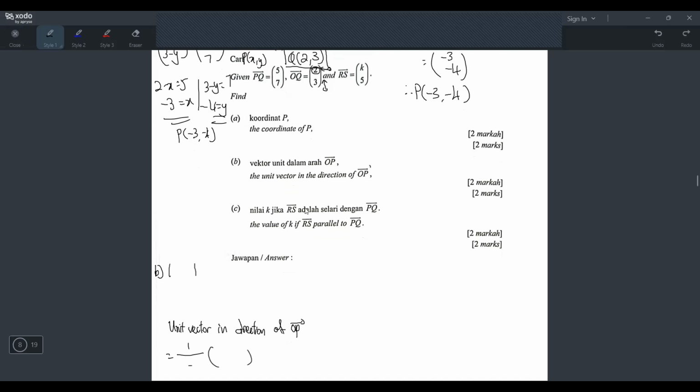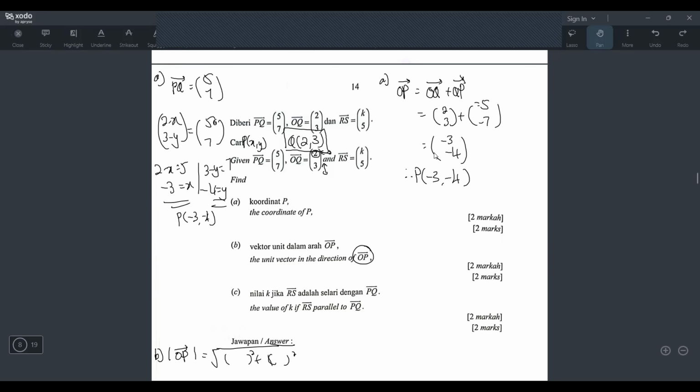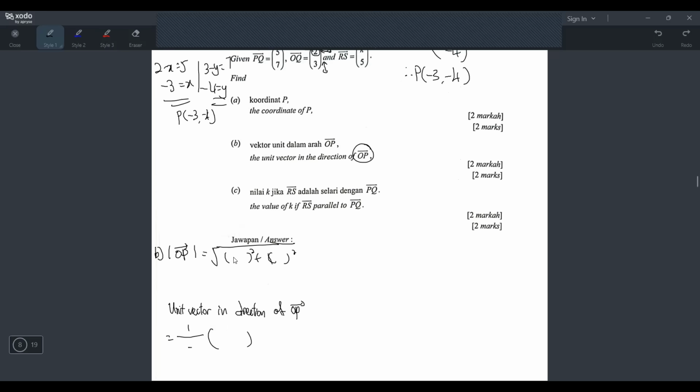So first I need to find magnitude of OP, because I'm finding unit vector of OP. So what is the magnitude formula? Square root bracket square plus bracket square. And what you have to write inside the bracket? You have to write the coefficient of i and j, right? Which is negative 3 and negative 4. So you just put it inside the bracket, and then you will end up with 5, right? Because 9 plus 16 is 25, square root 25 is 5. So the magnitude is 5.